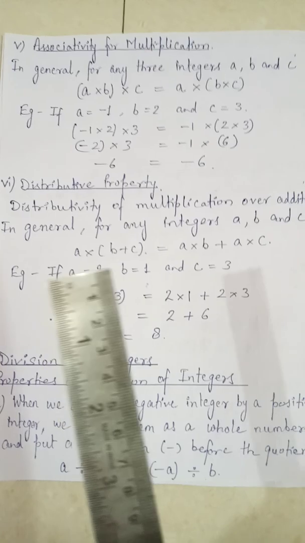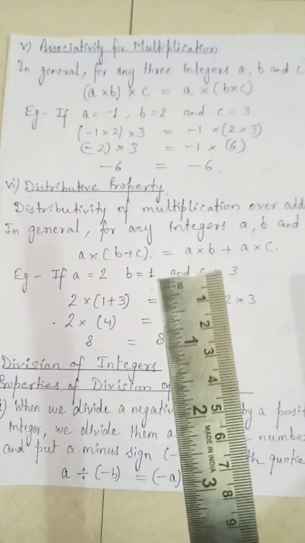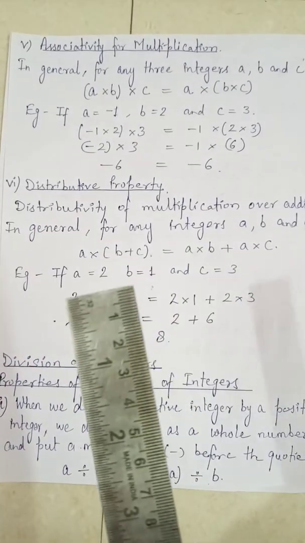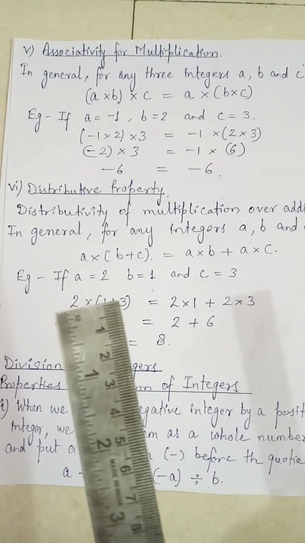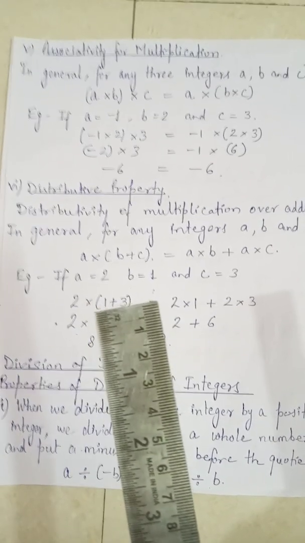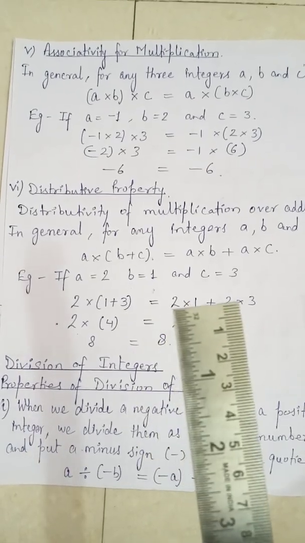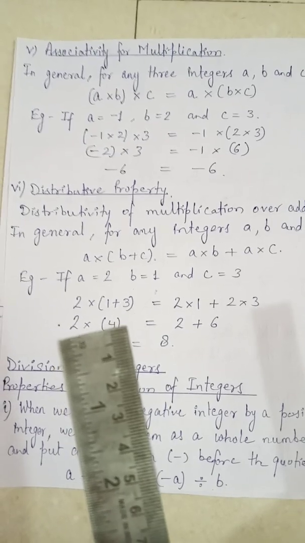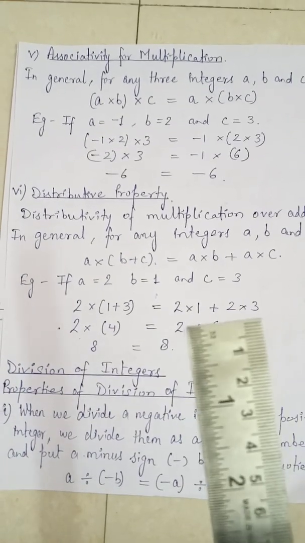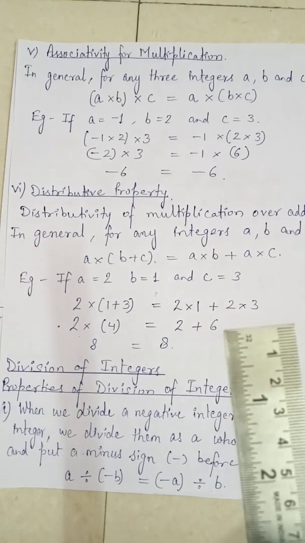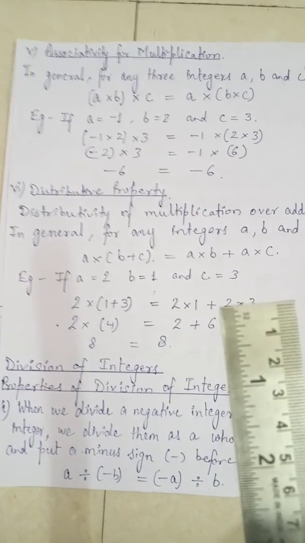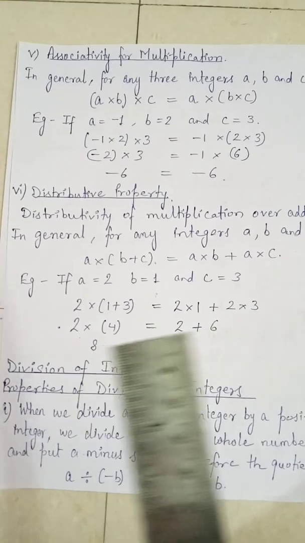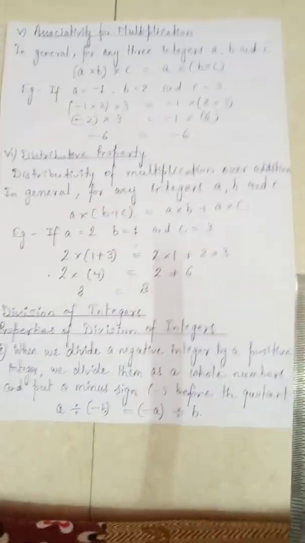Example, if a equal to 2, b equal to 1 and c equal to 3, according to the property, 2 multiplied by bracket 1 plus 3 equal to 2 multiplied by 1 plus 2 multiplied by 3. On the left hand side we get 2 multiplied by 4, and on the right hand side 2 plus 6, that is 2 into 1 gives you 2, 2 into 3 gives you 6. On both the sides we get 8. So in this way we can solve the distributive property of multiplication over addition.